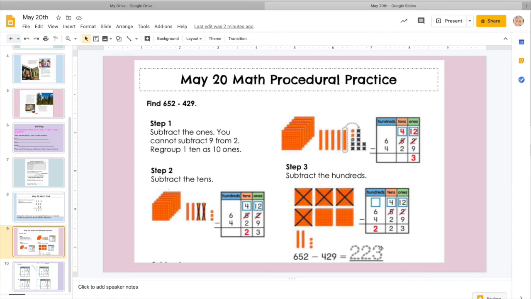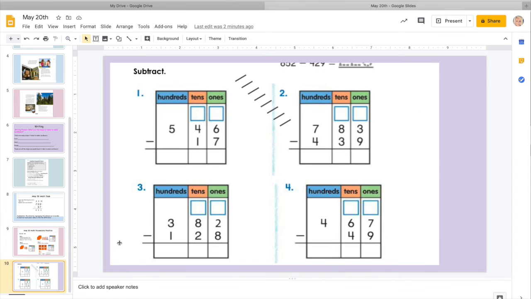And remember, when we move on to the procedural practice, if you get stuck or you can't remember a step, you can always pause the video on this slide, or you can rewind and go back and rewatch. All right, so let's go ahead and move on with a little bit of practice.